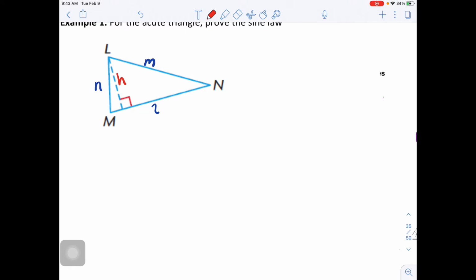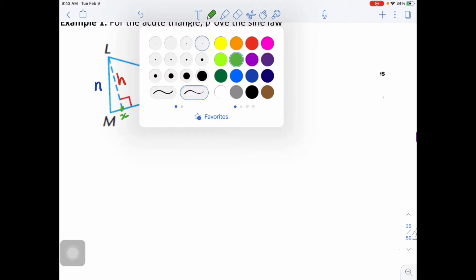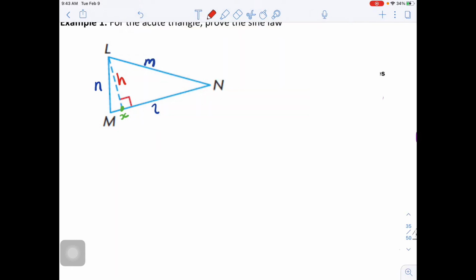So how are we going to do this? Well, we're going to focus on these two triangles here. I'm going to put a point here and notate this point as X. So we have two right triangles. We have a right triangle formed by L, X, and N, where this is the height here and this is little m here.